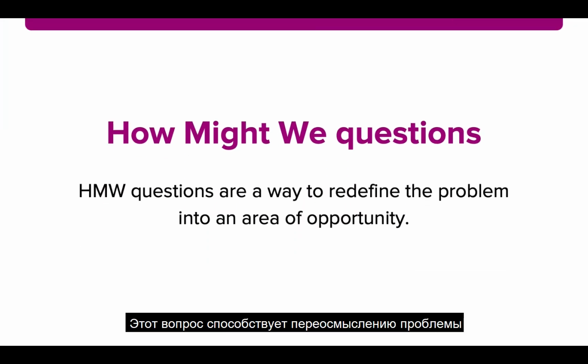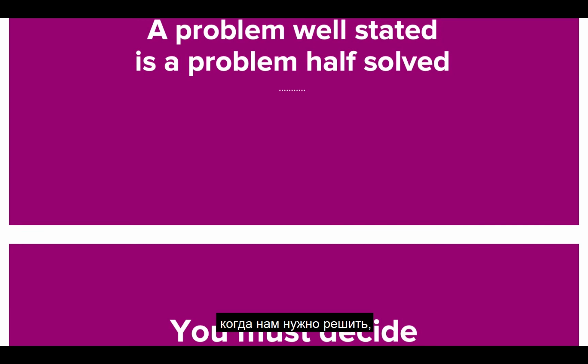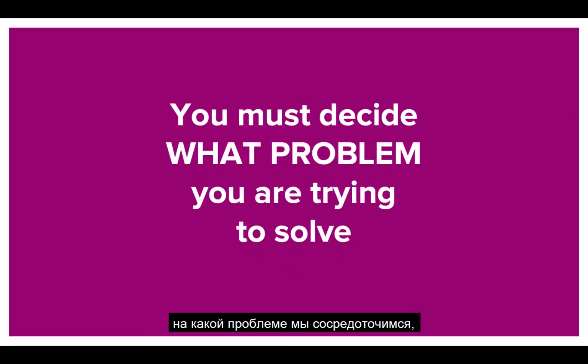How might we questions are a way to redefine the problem into an area of opportunity because a problem well stated is a problem half solved. And we are at the stage in our human centered design process where we need to decide what problem we are going to focus on. You, as a team, must decide what problem you are trying to solve.